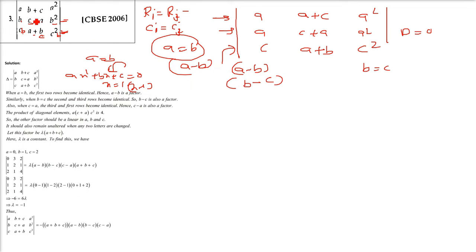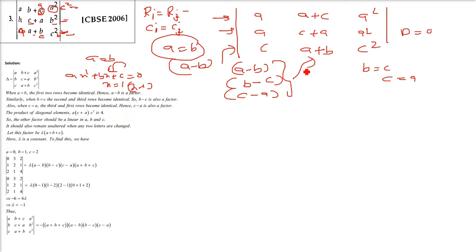Now coming to the third one. If you put a as c, that is c equals a, then you see the first row and the third row will become identical, right? So when you take c equals a, the third and first rows become identical, which I am showing also. That means the logic which we used for a equals b, where a minus b is the factor, goes the same for this one also. That is, c minus a is also a factor. When you put c equals a, the determinant is 0, so c minus a is a factor.